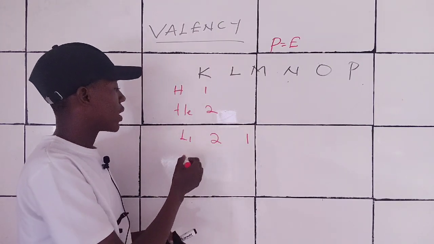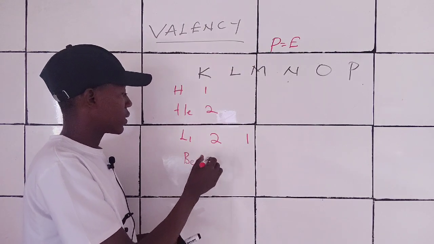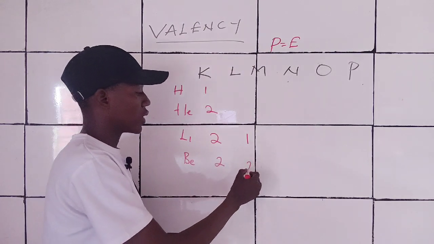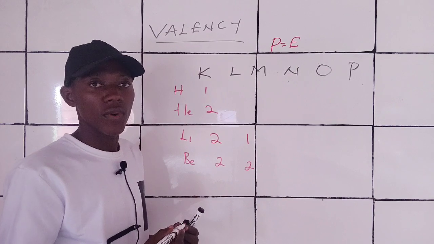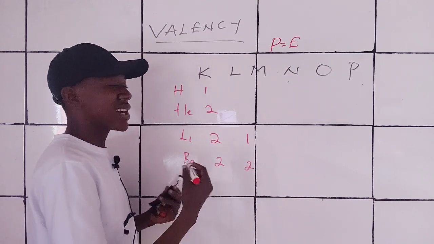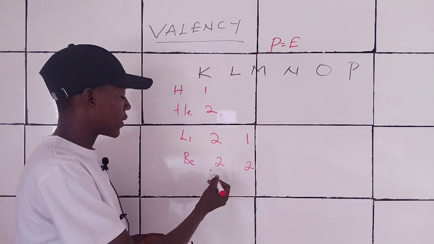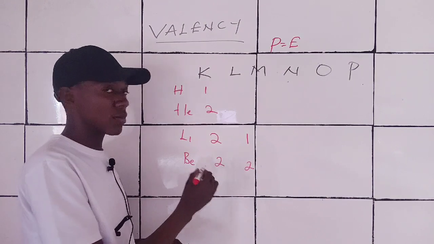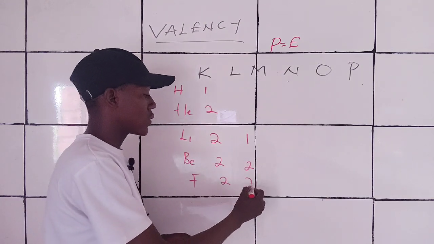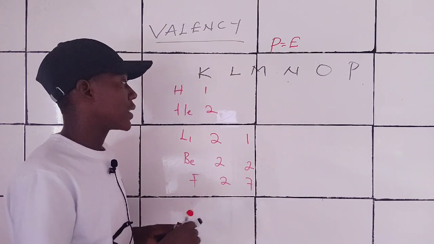Then after lithium we have beryllium. It has 2 remainder 2, because beryllium is number 4 in the periodic table. So that's how it continues going. If I have, let's say, fluorine, fluorine is number 9, I'm going to have 2, 7. So I keep going like this.